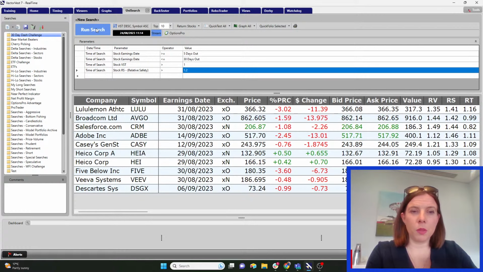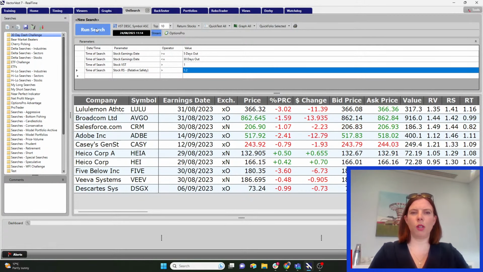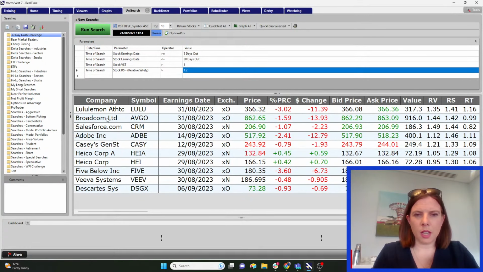Okay, here we go. We've got Lululemon here. So Lululemon's earnings are out. Broadcom, we can see their earnings are out. Salesforce, their earnings are out. Adobe, Casey's, Five Below Inc., etc.